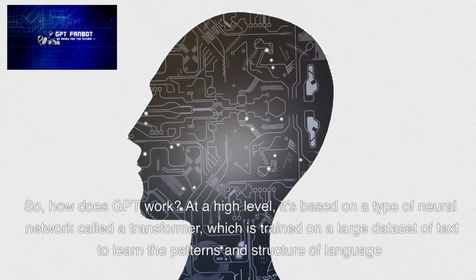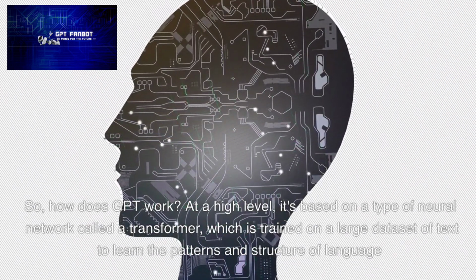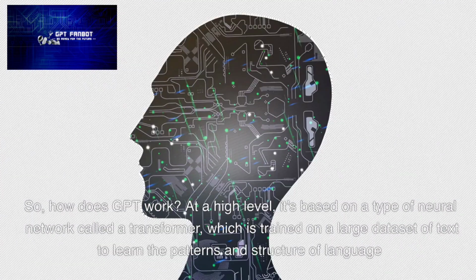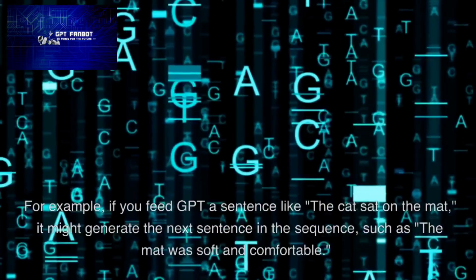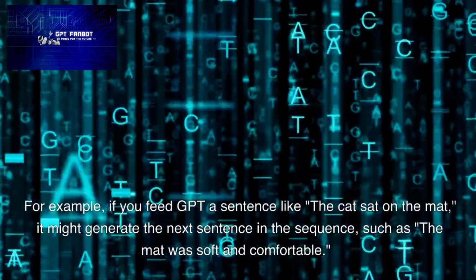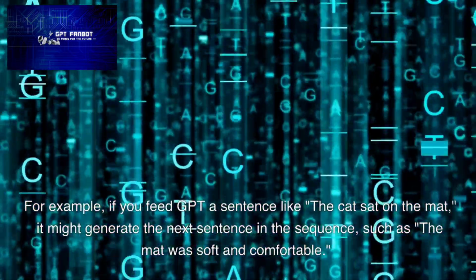So, how does GPT work? At a high level, it's based on a type of neural network called a transformer, which is trained on a large dataset of text to learn the patterns and structure of language. For example, if you feed GPT a sentence like, "The cat sat on the mat," it might generate the next sentence in the sequence, such as, "The mat was soft and comfortable."